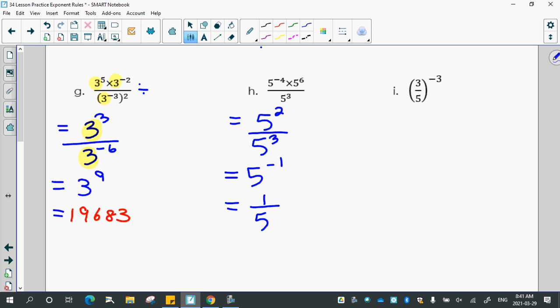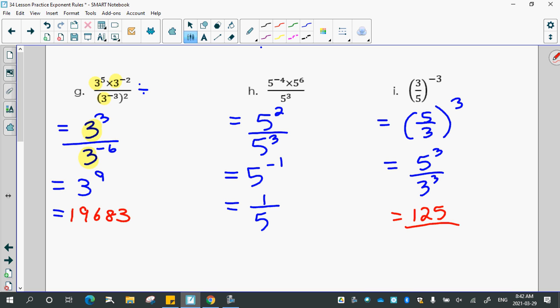Good. All right, first, showing my rule step for I. Flip and make the exponent positive. Yep. And then apply the exponent to the numerator and the denominator. And then evaluate. So 5 to the power of 3 is 125. 3 to the power of 3 is 27. Everybody good? Excellent.